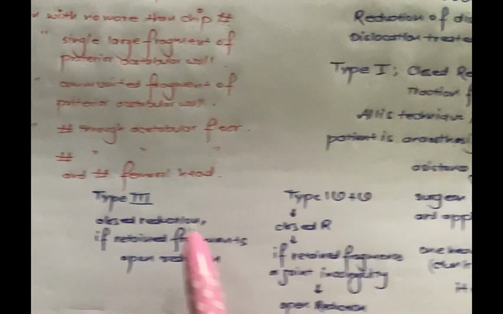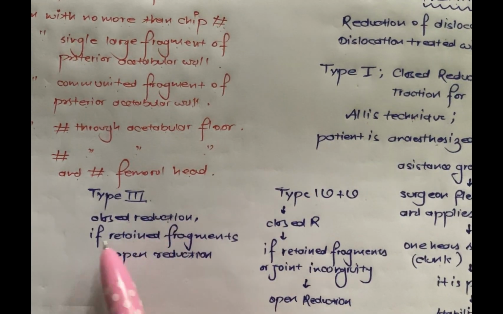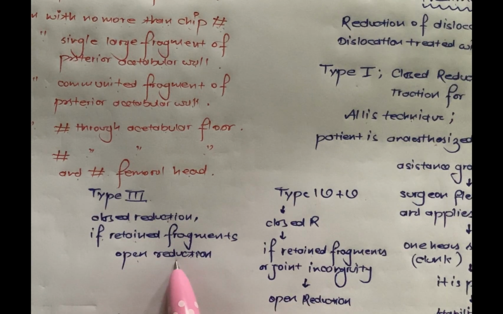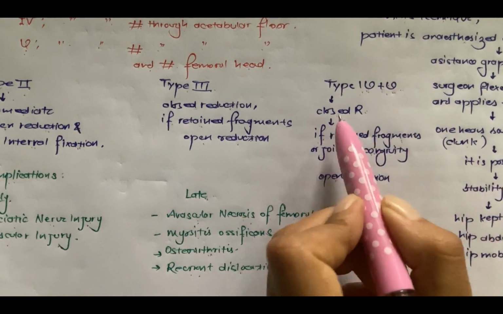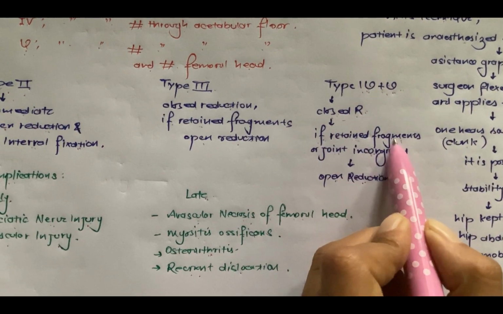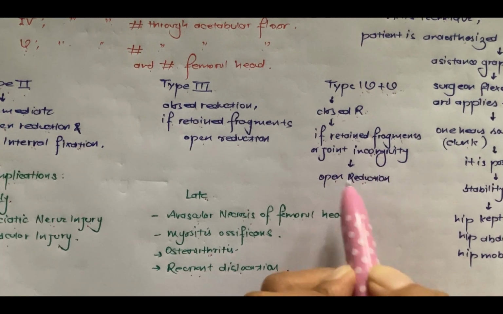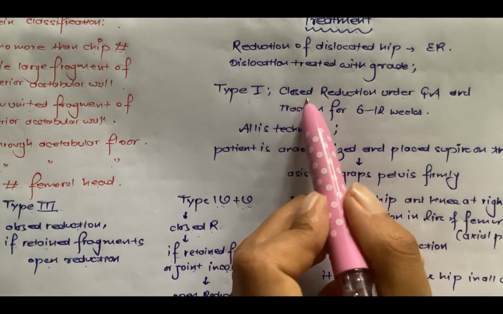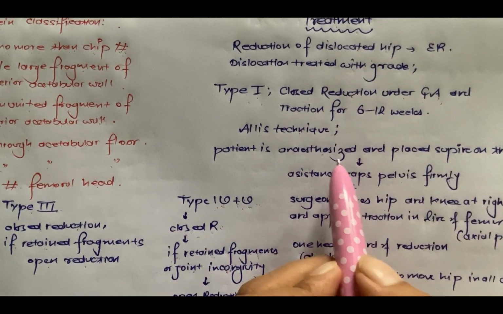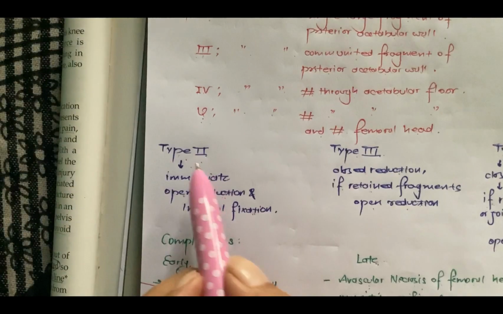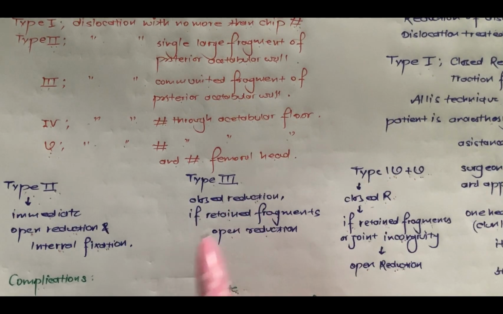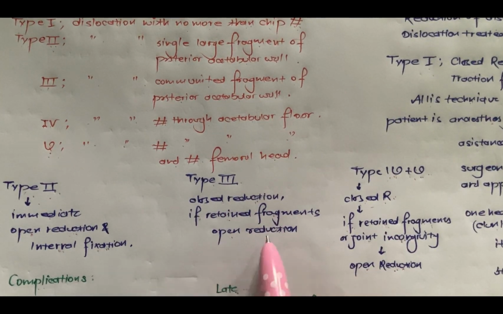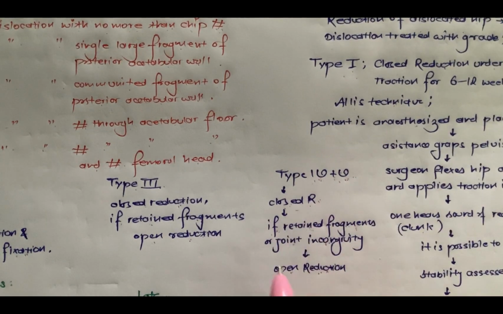Now for type 2 dislocation of the hip, we will do immediate open reduction and internal fixation. For type 3, we will do closed reduction first, and if there are retained fragments, then we will do open reduction. For type 4 and type 5 dislocation, first we do closed reduction, and if there are retained fragments or joint incongruity, then we will go for open reduction. So these are the treatment modalities: for type 1, closed reduction under general anesthesia by the Ellis technique; in type 2, open reduction and internal fixation; in type 3, closed reduction first and then open reduction if retained fragments are present; and in type 4 and type 5, first closed then open.